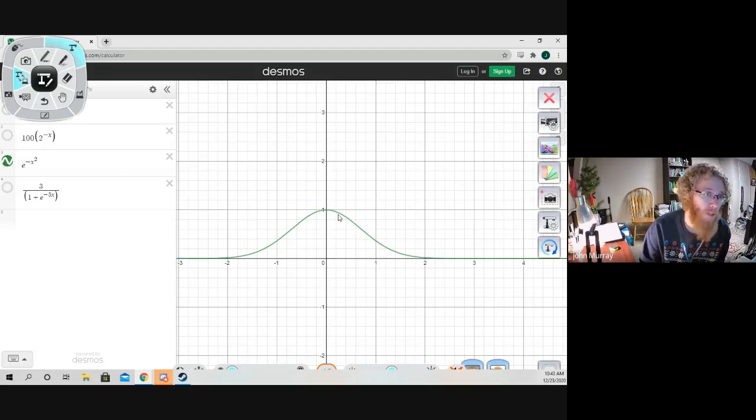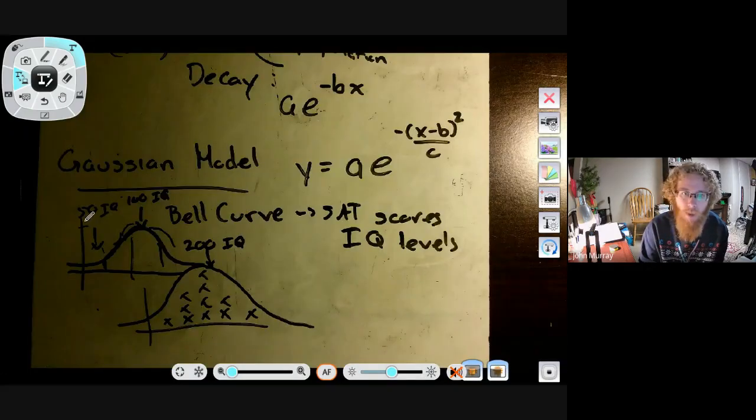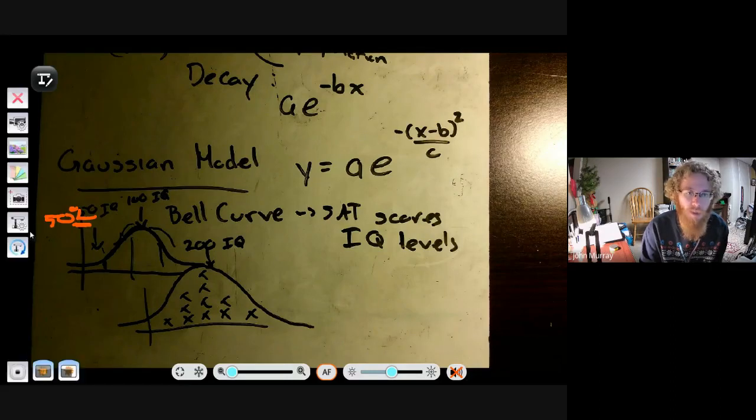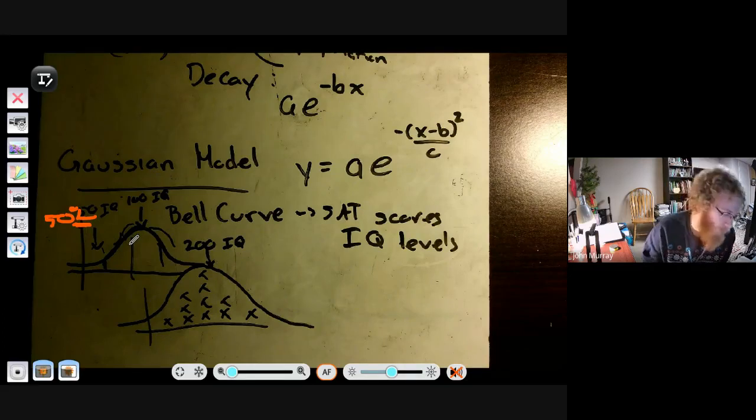1 would be 100%. So on your IQ graphs, this here might be 50%, right? We wouldn't reach 100% because if 100% was in a group, then it wouldn't be anywhere else. All right, so that is our Gaussian model.